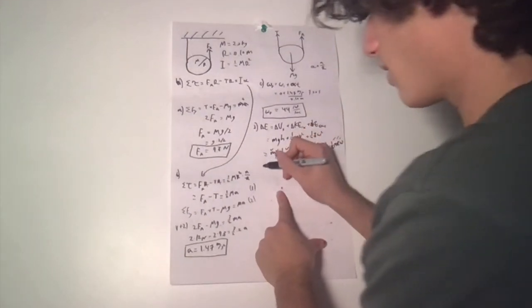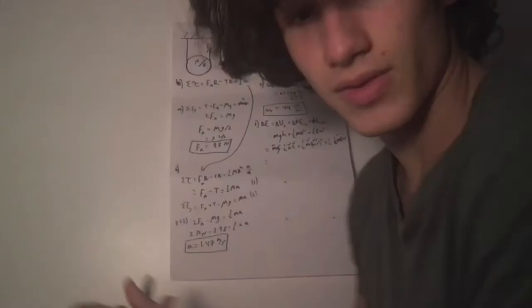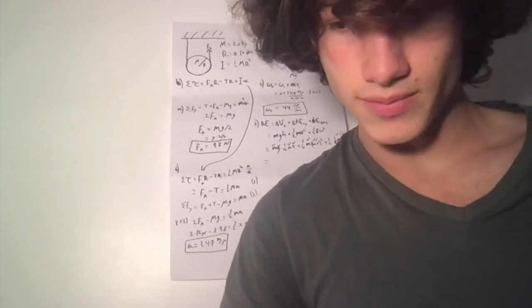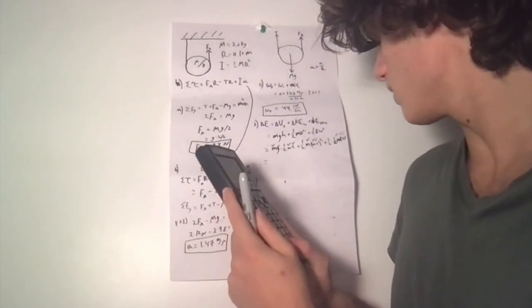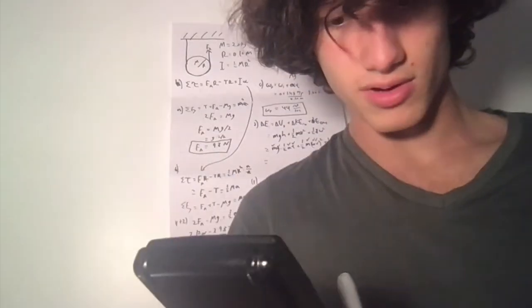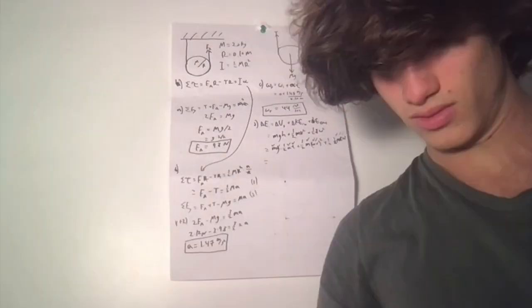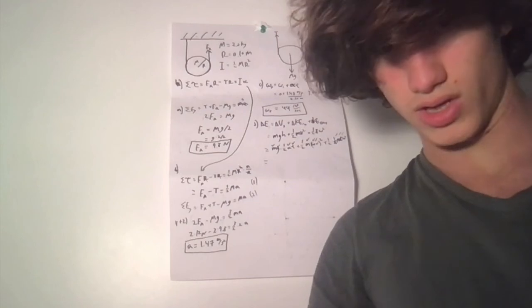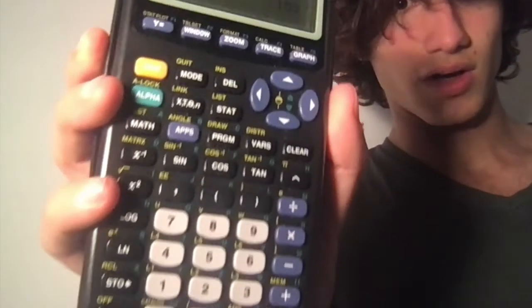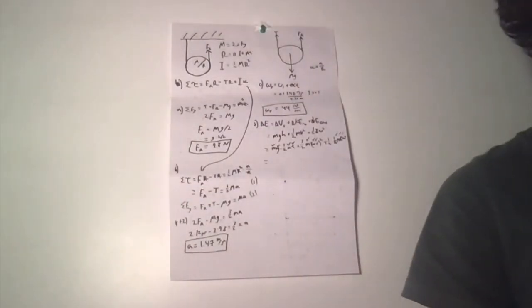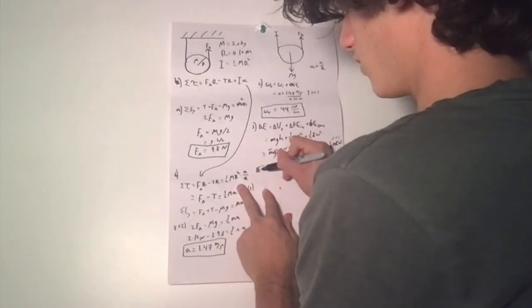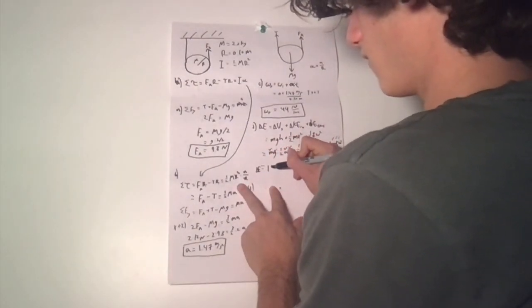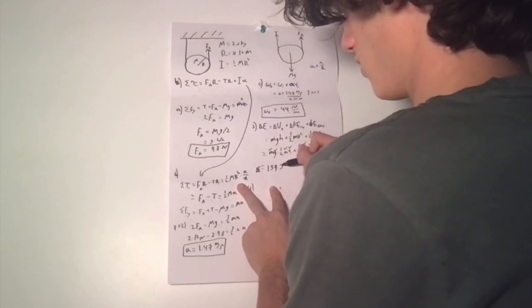All right, so it's just about plugging this into the calculator. Let's do that right now. This is actually very long, so I'm just going to plug these all in off camera, and our final answer is 159. So our difference in energy should be 159 joules.